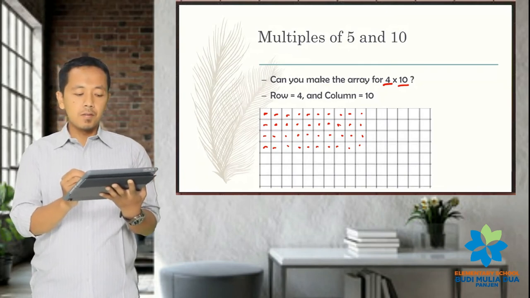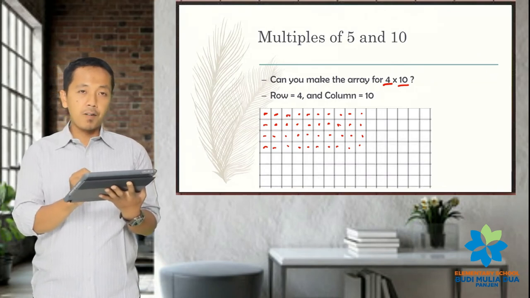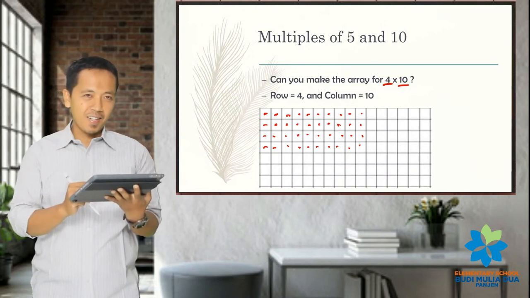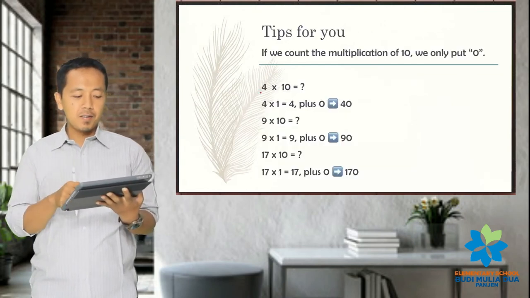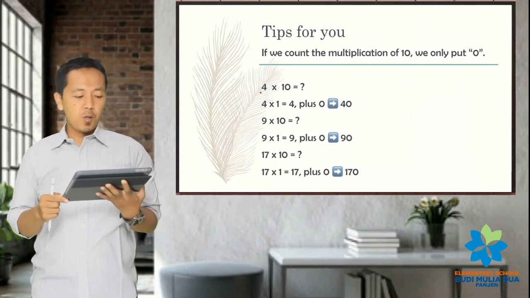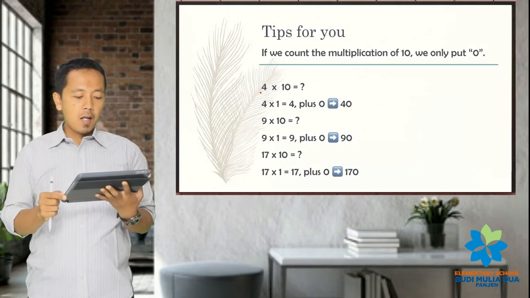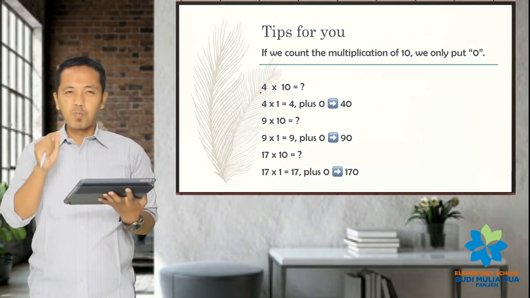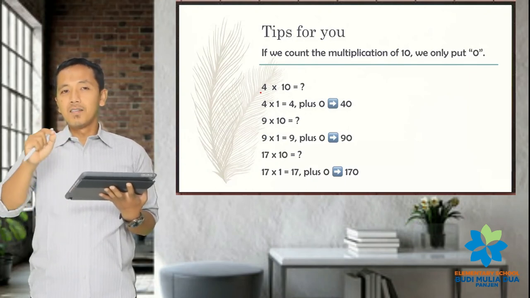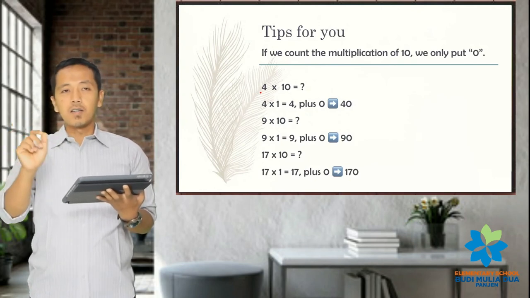The result is 40. 1, 2, 3, 4, 5, and so on, until 40. Please check your answer. Okay kids, for the last session Mr. Is will give tips for you. If we count the multiplication of 10, you can put 0 at the end of the result. Kamu tinggal menambahkan 0 di hasilnya.